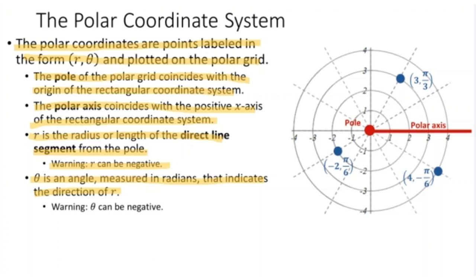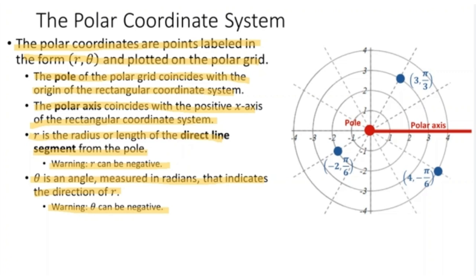Theta is an angle measured in radians that indicates the direction of r, and theta is our angle drawn in standard position. Recall that angles drawn in standard position have their initial side along the positive x-axis, which we call the polar axis. So here, using the proper terminology, the initial side of all of our angles will be drawn so that the initial side coincides with our polar axis. Recall that theta can be a negative angle. Negative angles indicate a clockwise rotation, while positive angles still indicate a counterclockwise rotation.